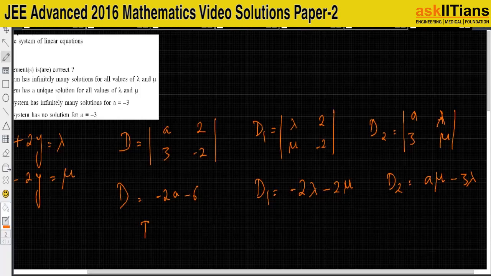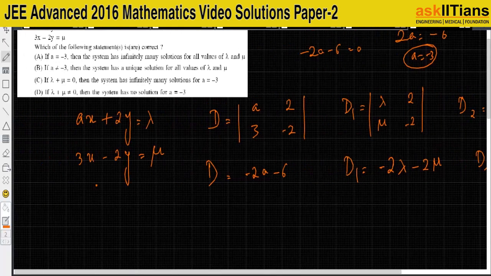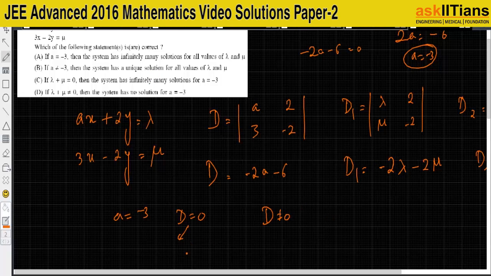So d will be equal to 0 when minus 2a minus 6 equal to 0. So 2a equal to minus 6, so a equal to minus 3. If a is minus 3, then d will be 0. Let's check the first option. If d is non-zero, then I get a unique solution, and if d is 0, then either I'll get infinite solutions or no solutions.